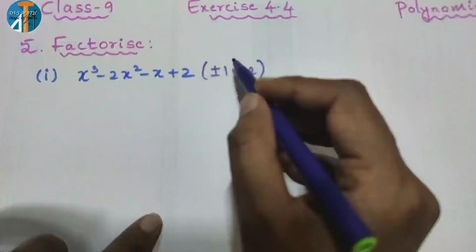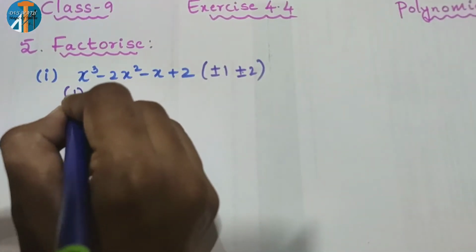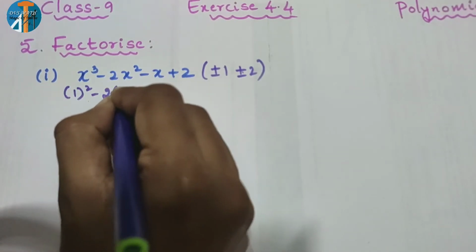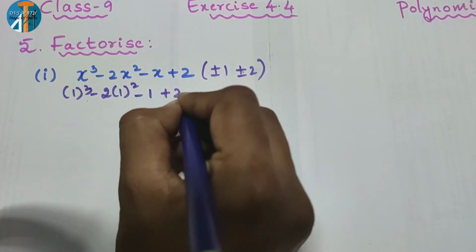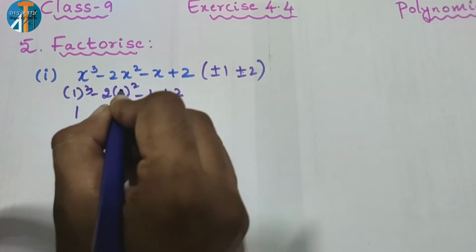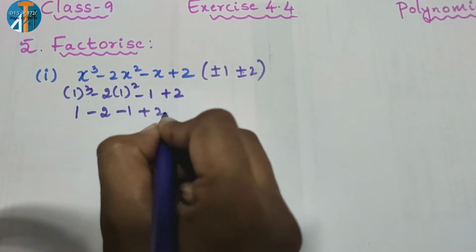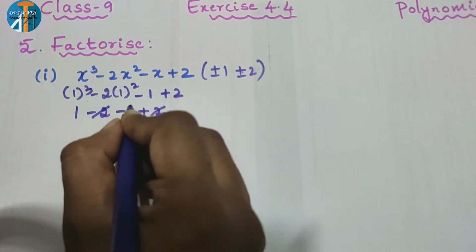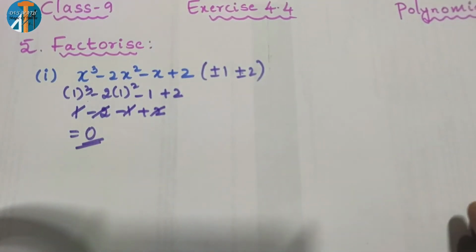So let's do plus 1. So let's see if I substitute plus 1 here. 1 cube minus 2 into 1 square minus 1 plus 2. Let us check here what happens. 1 cube is 1, 1 square is 1, 1 into minus 2, minus 2. Here you have minus 1 plus 2. Minus 2 plus 2 plus 1 minus 1, we got the whole polynomial equal to 0.